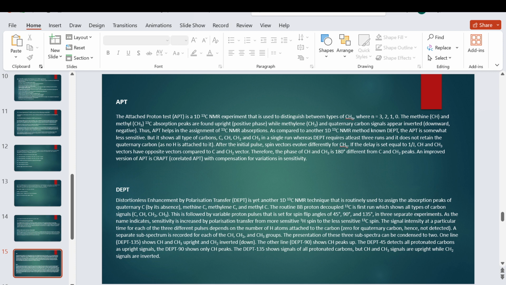DEPT shows CH and CH3 upright, CH2 inverted down. The other, DEPT 90 degree, shows CH peaks up. The DEPT 45 degree detects all protonated carbons, only protonated carbons, as upright signals. The DEPT 90 shows only CH peaks. DEPT 135 shows signals of all protonated carbons, but CH and CH3 signals are upright while CH2 is inverted, negative phase.